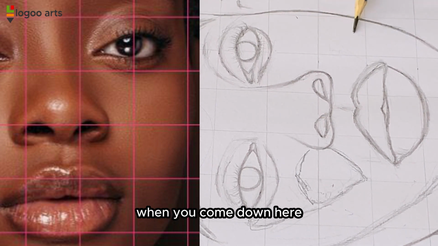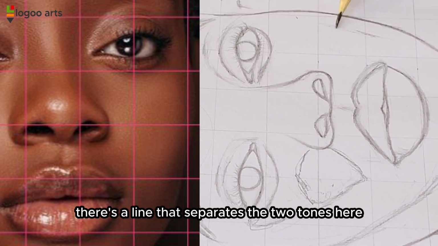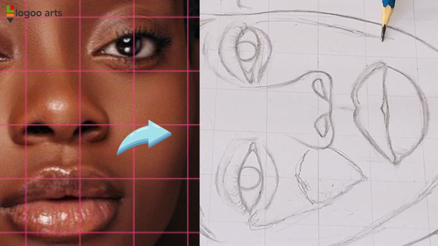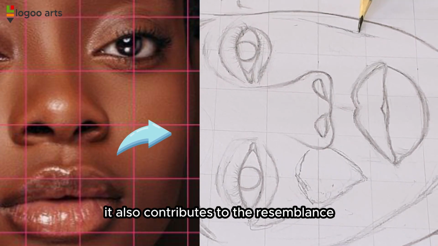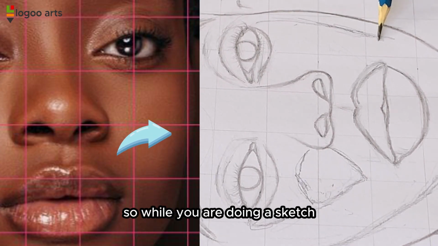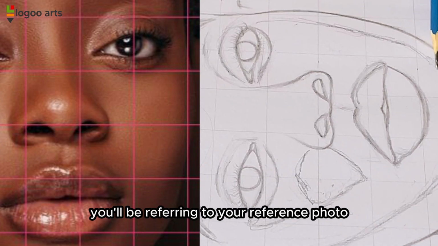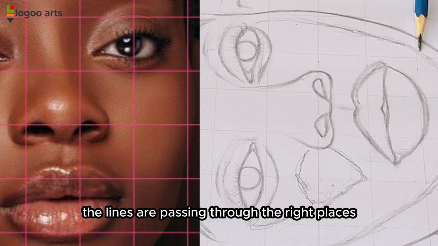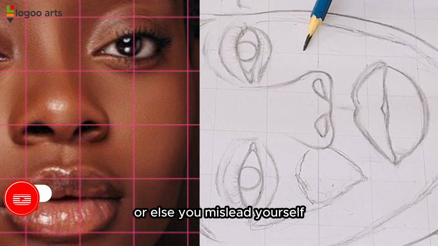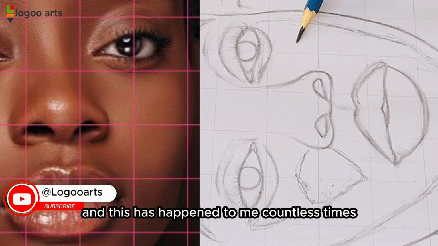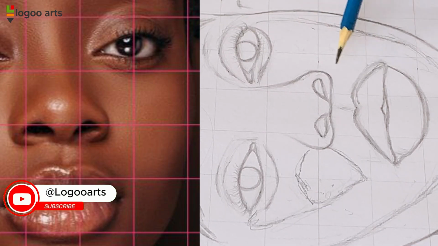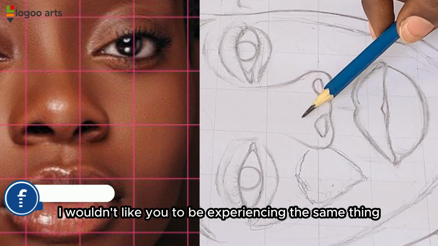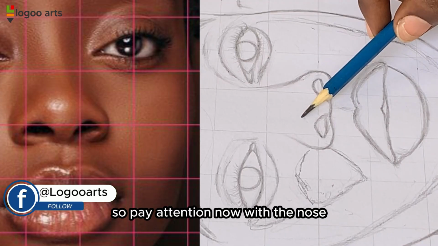When you come down here, there is a line that separates the two tones here. We wouldn't like to miss that. It also contributes to the resemblance. So while you are doing your sketch, you will be referring to your reference photo to make sure the lines are passing through the right places, or else you will mislead yourself. And this has happened to me countless times when I started using the grid method. So I wouldn't like you to experience the same thing, so pay attention.